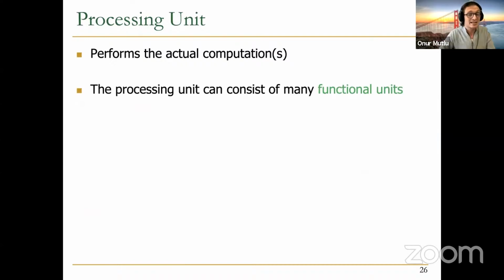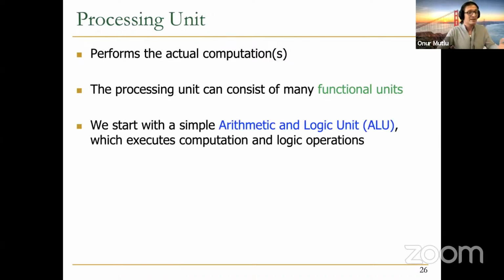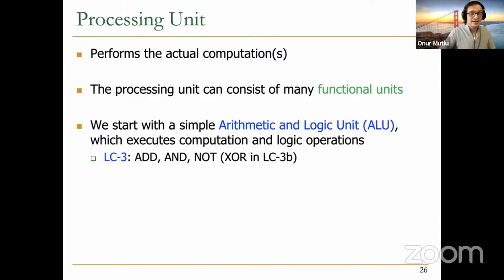The processing unit can consist of many functional units that can do computation, arithmetic, and logic. We start with a simple arithmetic logic unit, which you have seen before, the ALU. It can execute computation and logic operations, and these are specified by the ISA again. In LC3, for example, you have add, and, not. In LC3B, XOR was added, for example, instead of not.